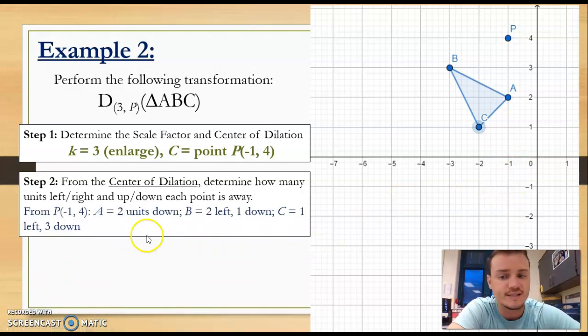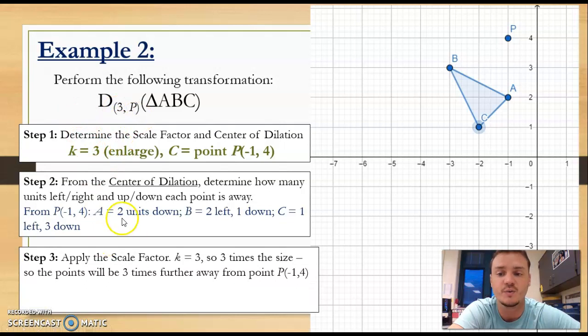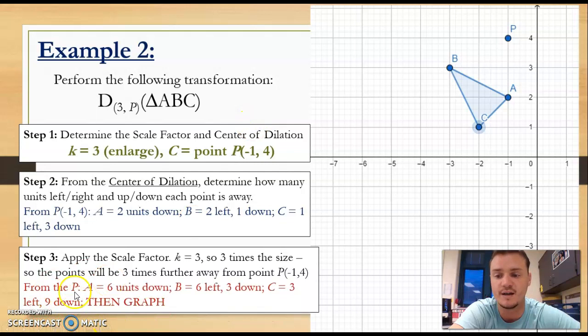But again, all you're doing is counting how many units each point is away from your center of dilation. In this case, it's not the origin, so you can't use the shortcut. Again, you can't use the shortcut if the center of dilation is not the origin. Count how many units each point is away. So B is 2 to the left, 1 down. C is 1 to the left, 3 down. And now we'll just apply our scale factor of 3. So we're going to multiply all of these units by 3 to get our new distances away.